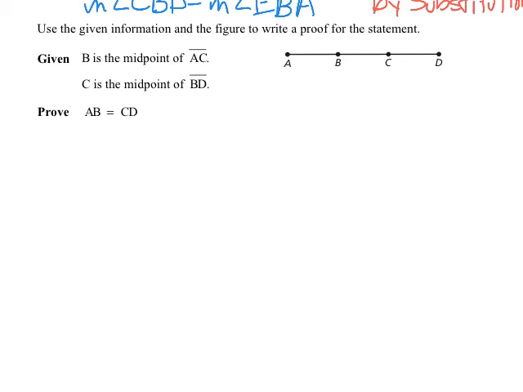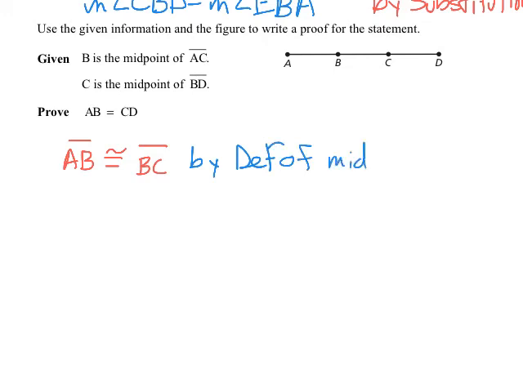So B is the midpoint of AC. What does B being the midpoint of AC mean? Yep. That AB and BC are congruent. Okay, let's start there. So we know that segment AB is congruent to segment BC. And this is by definition of midpoint. Okay, so that's the definition of the midpoint.